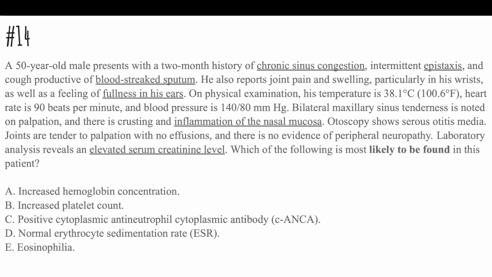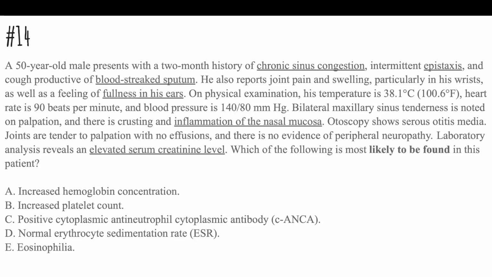So looking at option A, increased hemoglobin concentration. This is not typically associated with granulomatosis with polyangiitis. Anemia may be seen due to chronic disease and inflammation rather than increased hemoglobin concentration. Option B, increased platelet count. Thrombocytosis is not a characteristic of GPA. It's more associated with reactive thrombocytosis due to inflammation or infection. So B also isn't the best option.